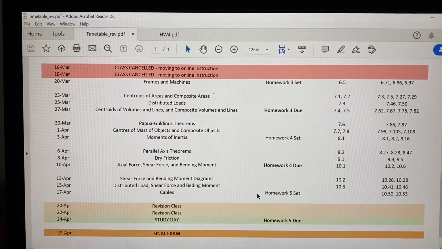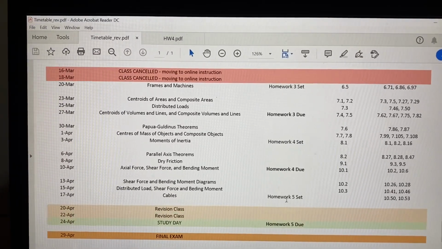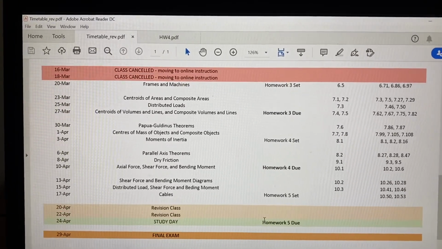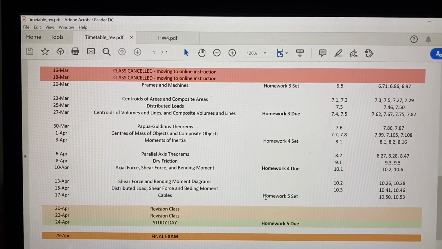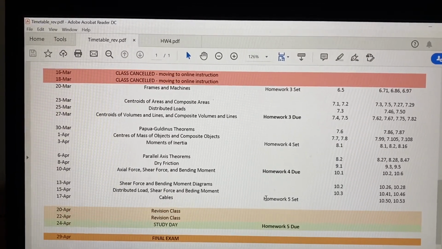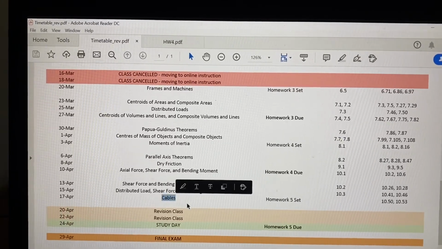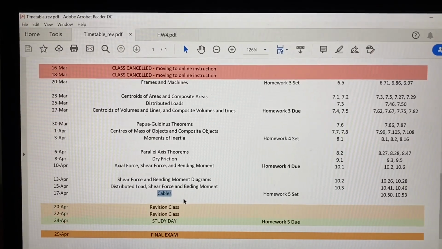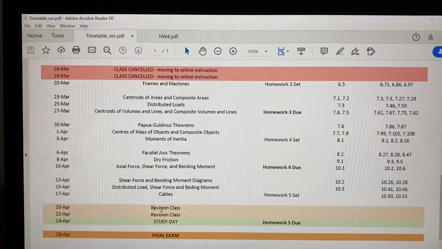I'll also set the final homework on Friday, which will be due a week on Friday on April the 24th. So this Friday coming up, the 17th, will be our final class. That's the last time we'll see any new material. So after that we have these 2 revision classes.